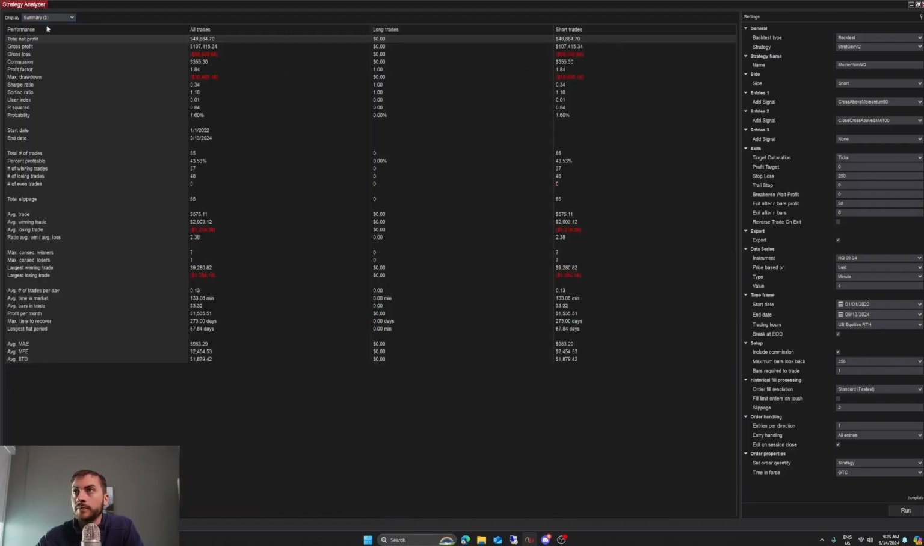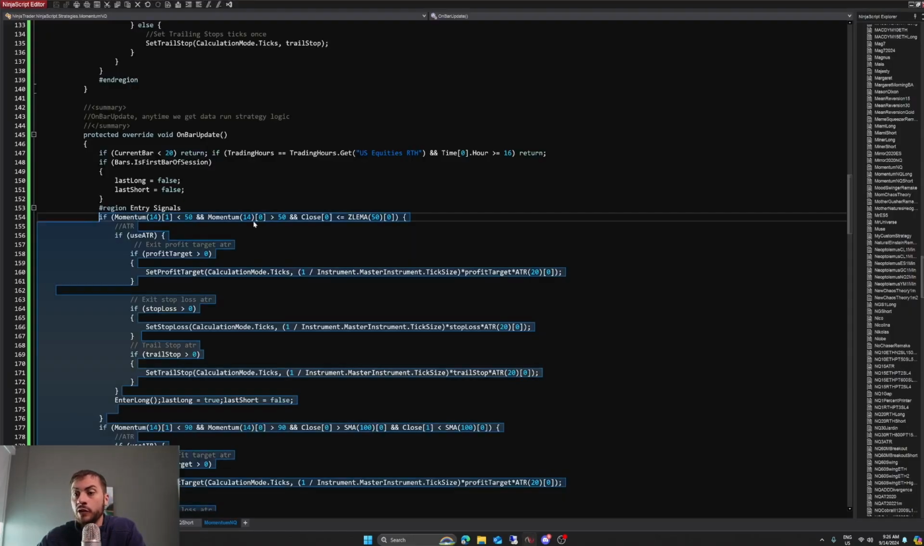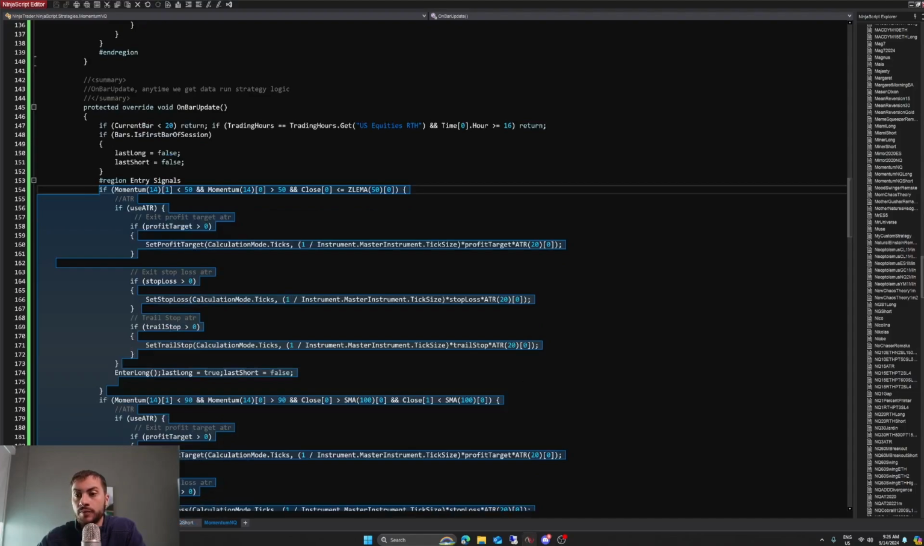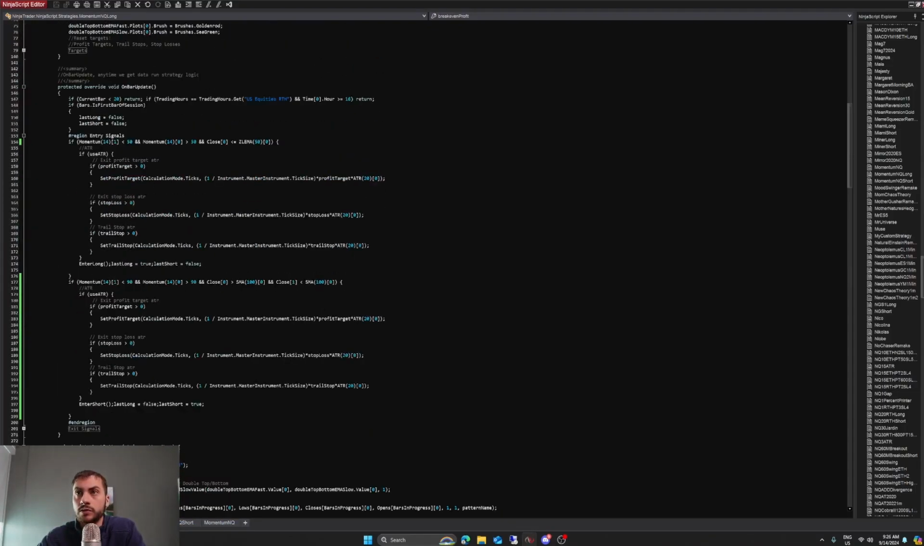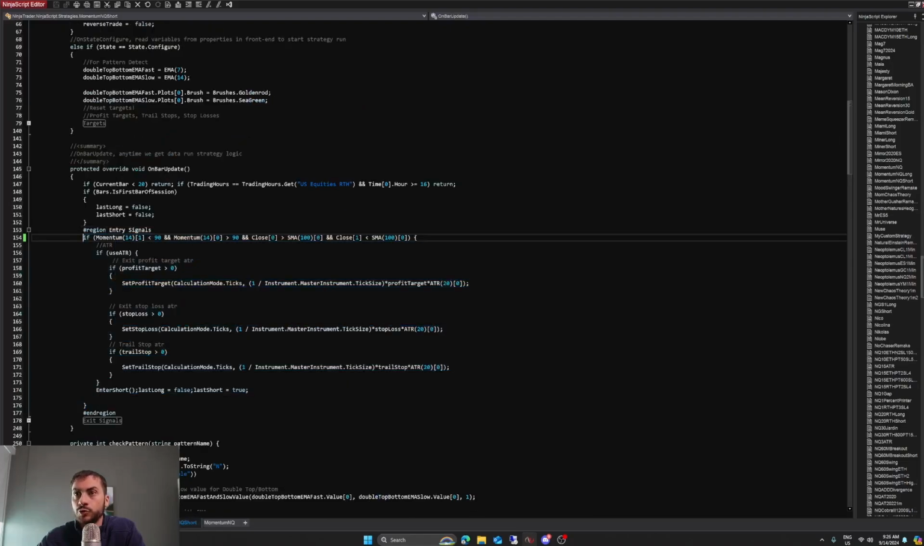Then I generated the source code for the long and short signals. There's an export checkbox here. I click that and hit run, and that will generate the source code for both the long and short signals. So here we have the long signal, which is that. And here we have the short signal.